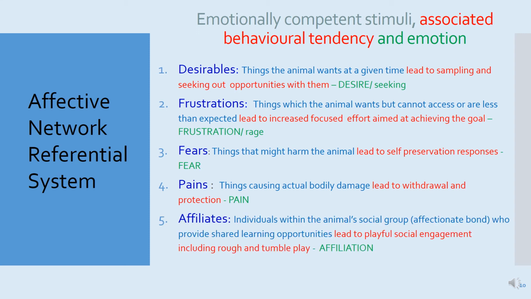The first of the social emotions relates to affiliates. If you identify an individual as an affiliate, these are individuals that you want some sort of social relationship with, an affectionate bond, and with whom you can cooperate. They provide shared learning opportunities, and they can provide the basis of positive social interactions, play, etc., which can be seen also as partly a learning opportunity.